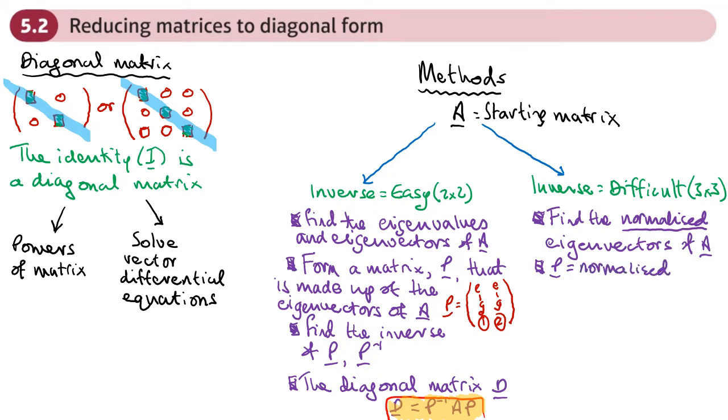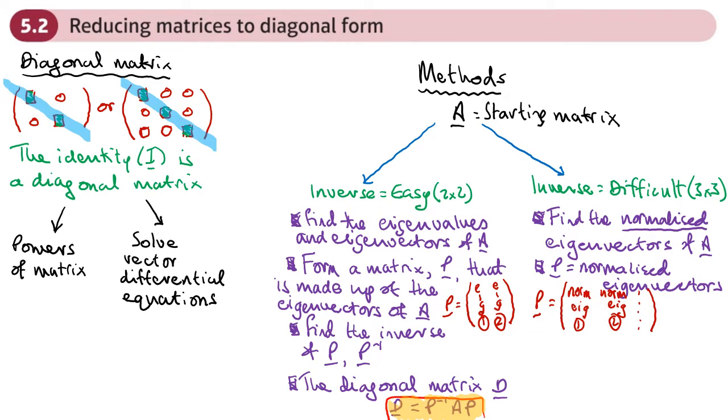Whereas in the first method, P was just made up of the eigenvectors, in this method, P is made up of the normalized eigenvectors. So just like before, we'll probably use this method for 3 by 3. We'll have a normalized eigenvector in this column, then the second normalized eigenvector in this column, and so on. So this is the method where we'd probably have 3 columns because we're using it on a 3 by 3.